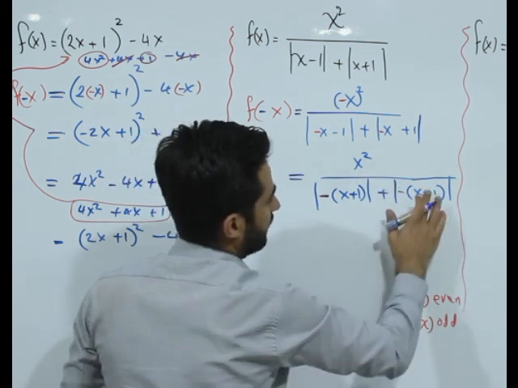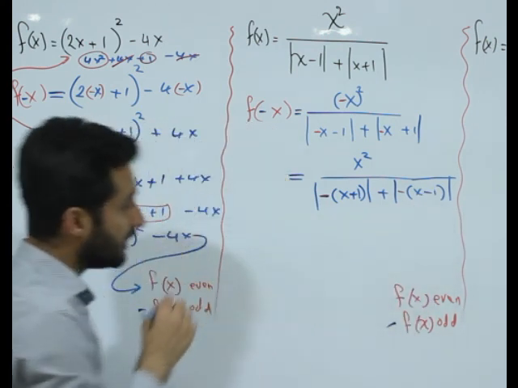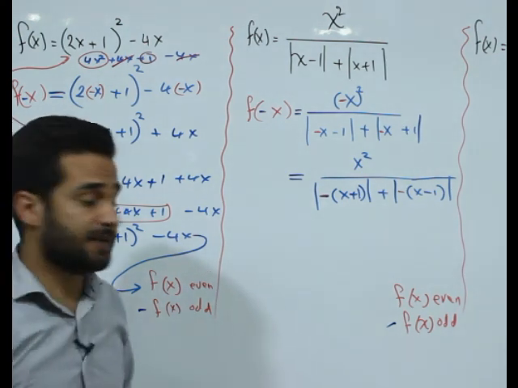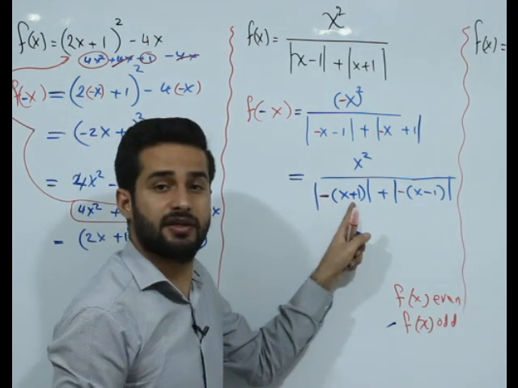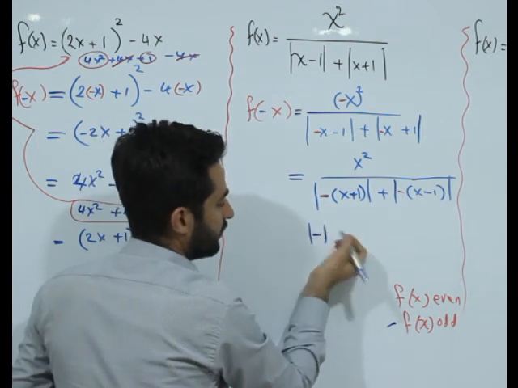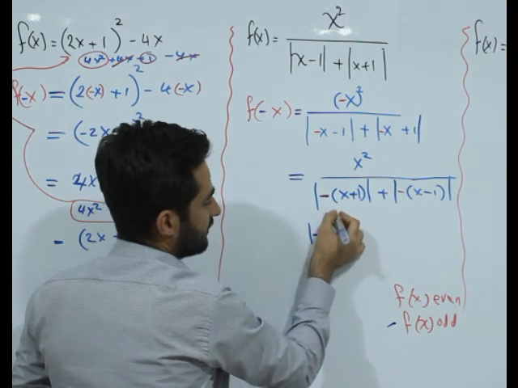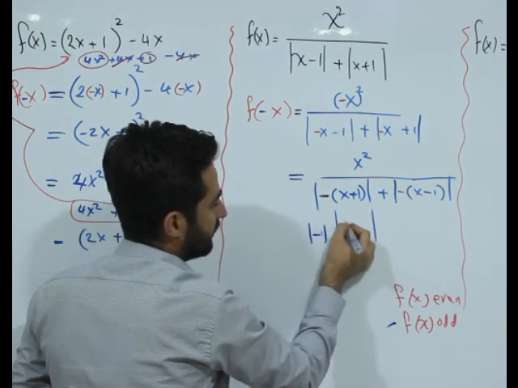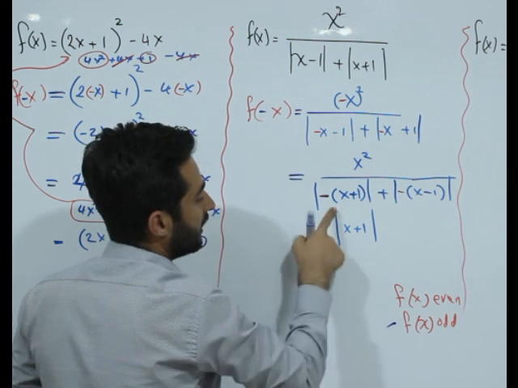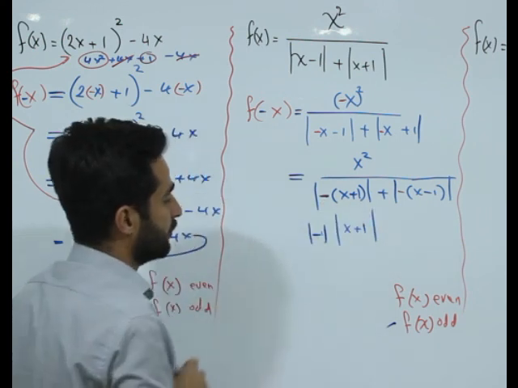Positive divided by negative becomes negative. Now guys, if I separate this minus from the function, what does it become? It becomes negative 1 in an absolute value, and in another absolute value, x plus 1. I separated the minus 1 because it's multiplication, so I can separate them.